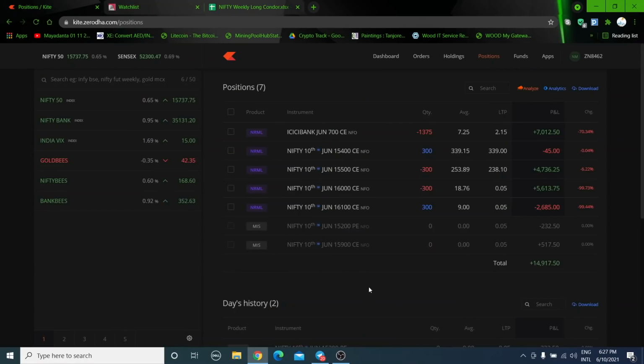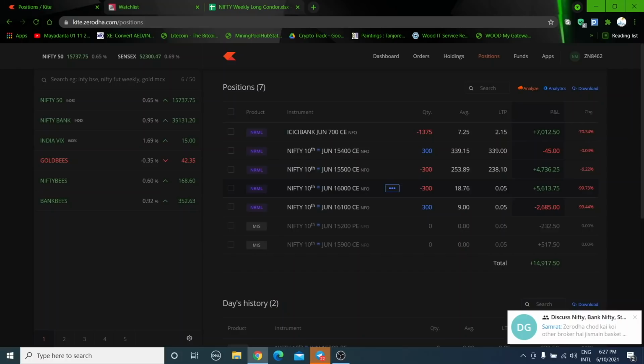Hello guys, pre-expiry is done and dusted. So we have a call condor at 15,400, 15,500, 16,000 and 16,100. So you can see the spot expired at 15,737.75. The option premiums will get adjusted for the settlement. You can see the bear call spread of 16,000 and 16,100 has expired worthless.